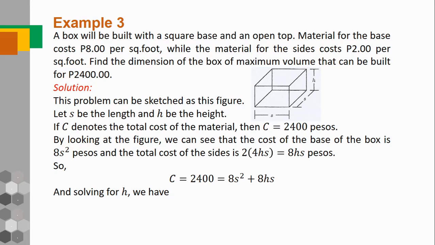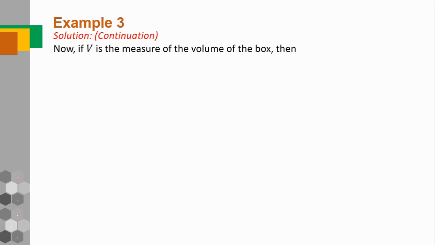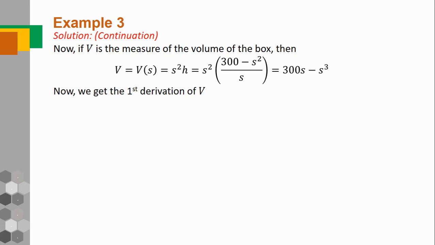And solving for H, we have H equals 2,400 minus 8S squared over 8S, and that's equal to 300 minus S squared over S. Now, if V is the measure of the volume of the box, then V equals V of S, that's equal to S squared times H, and that's equal to S squared times 300 minus S squared over S, and that's equal to 300S minus S cubed.